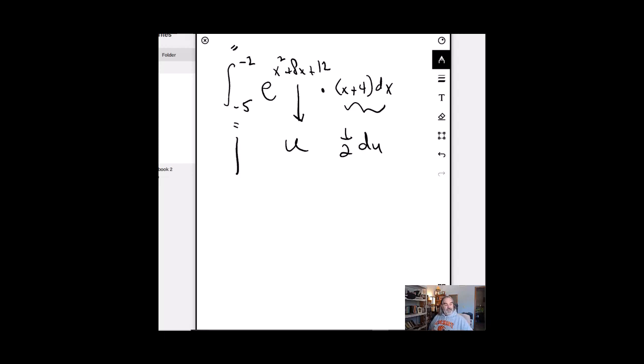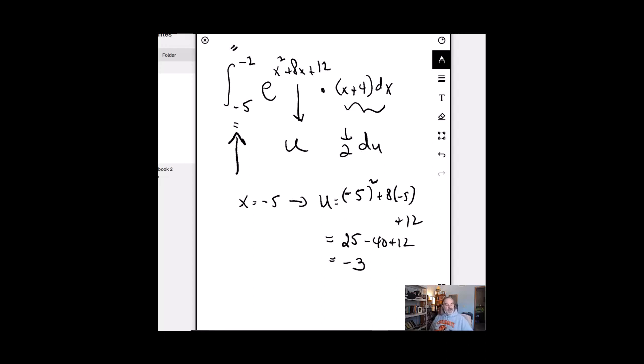So remember, these limits of integration are values of x. When x is -5, then u, since we made the substitution, u equals x squared plus 8x plus 12, would be -5 squared plus 8 times -5 plus 12. That would be 25 minus 40 plus 12. That would be 37 minus 40, so that's -3.